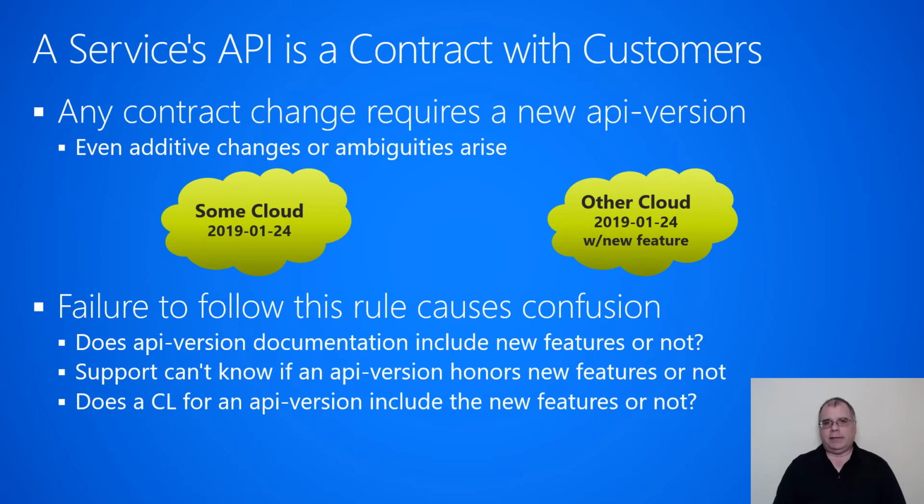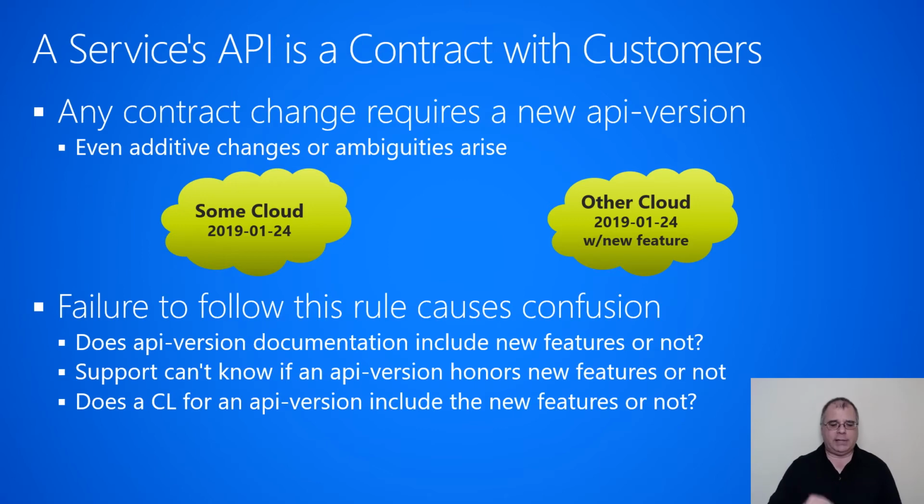As I've mentioned many times, a service's API is a contract with the customers. So any contract change, that is any change to the API, really requires a new API version. Even additive changes require this, or ambiguities will arise. So let's say, for example, that in some cloud, there's a 2019 version of a service. And then that service team decides to go and add some new optional property to a response or to a request, or add some new API that's supported, but they don't change the version of the service.